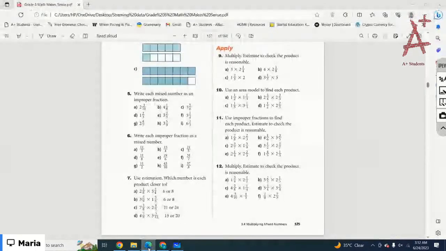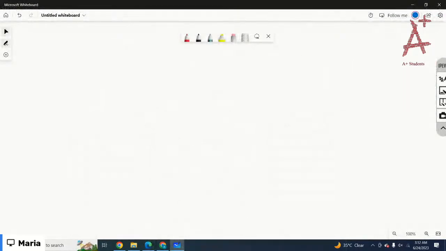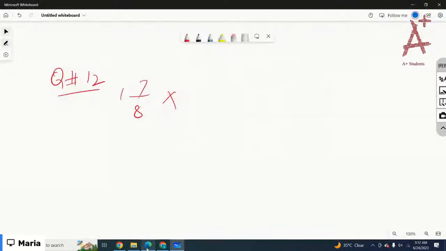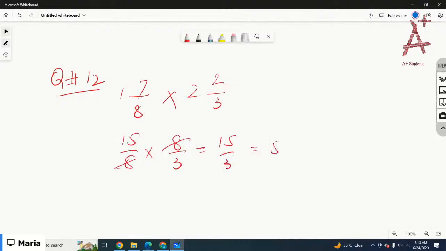1 whole 7 over 8 times 2 whole 2 over 3. So convert them into improper fractions, and then you have to multiply them. It would be 8 times 1 is 8 and 7, 15 over 8. 3 times 2 is 6 and 2, 8 over 3. Got it? You can cancel them out. They are from a common table. And also when you divide 15 over 3, the answer is 5. Got it?